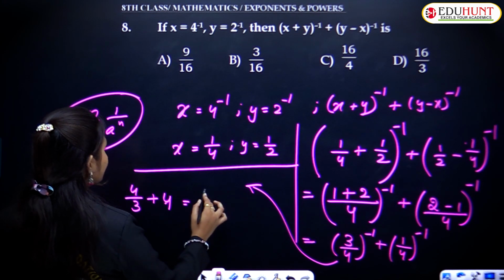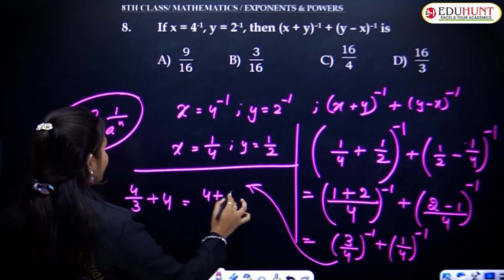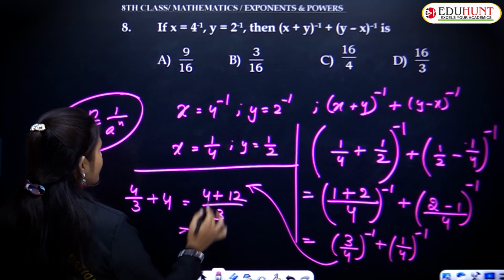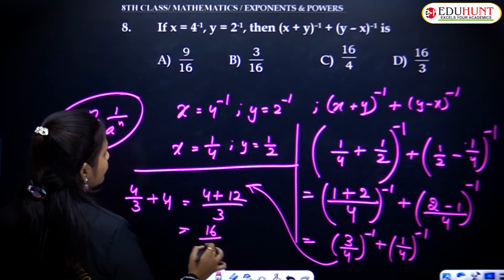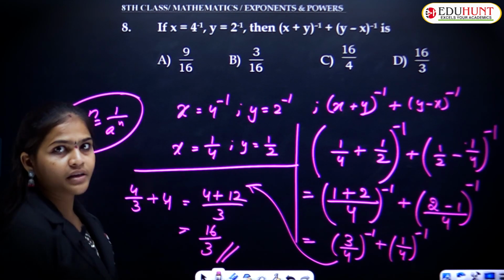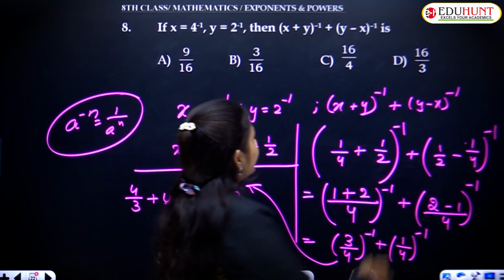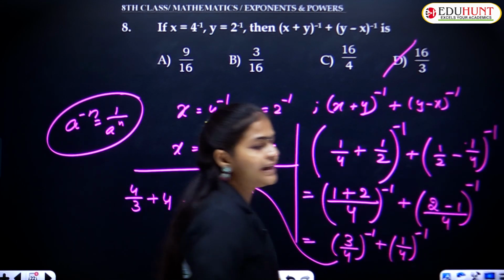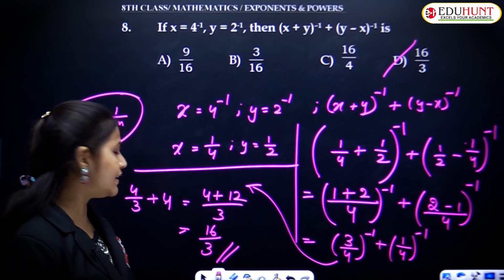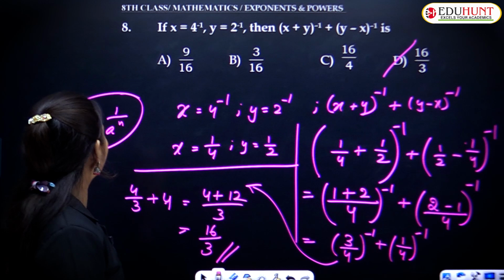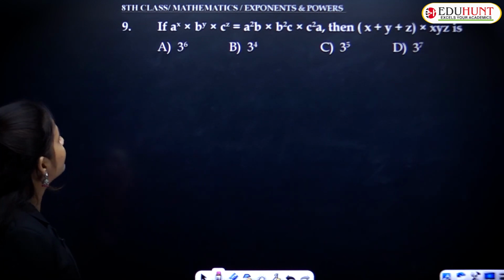So just to simplify this, 4 plus 3 fours are 12 by 3. So 4 plus 12 is 16 by 3. So what is the answer here? That is 16 by 3. So option D is true here, that is 16 by 3. Understand? So let us see the next, 9th question here.